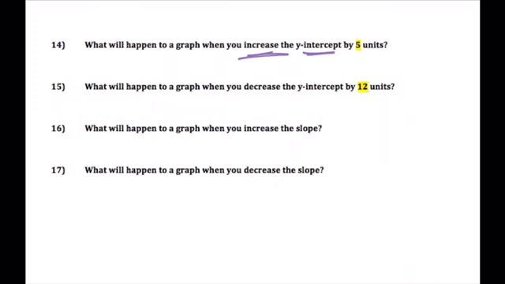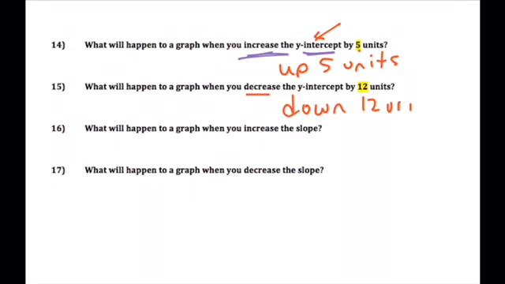Okay, if you increase the y-intercept by 5 units, the y-intercept changing moves it up or down. So since I'm changing it by 5, it's going to go up 5 units. When you decrease the y-intercept by 12, it's going to go down 12 units. What will happen to a graph when you increase the slope? It will get steeper. And what will happen when you decrease the slope? It will be less steep.